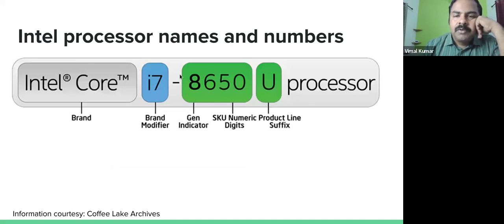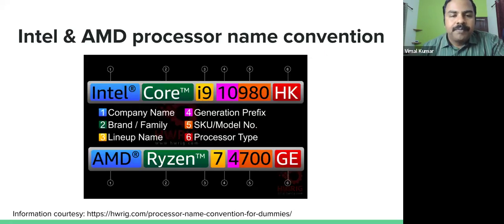See, this is the processor numbering scheme. This is the manufacturer name, Intel. Core is the brand name. i7, i3, i5 is the brand modifier for various purposes. This is the generation indicator. This is the 8th generation. Otherwise, 14, 13, 12 generation will come. It's a product line numbering. U, the product line suffix, means energy efficient processor. That processor is suitable for laptop computers. It works on battery, so it needs to save energy. It should be energy efficient.